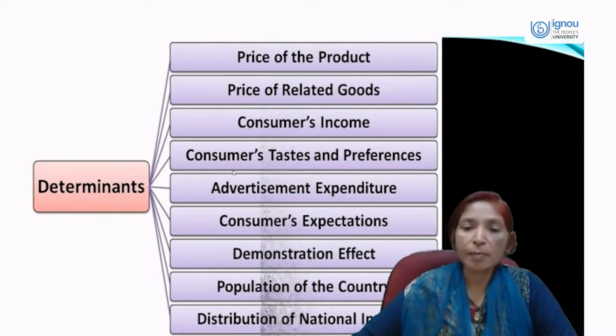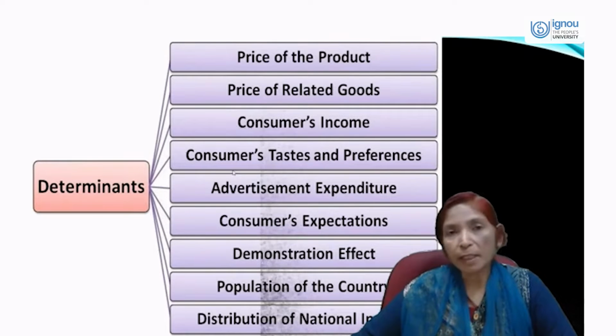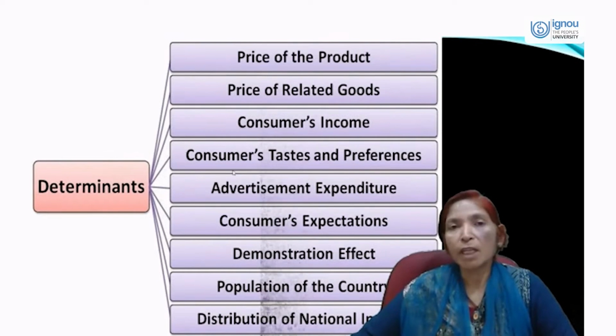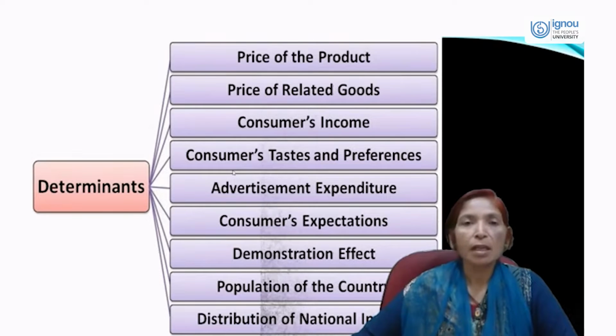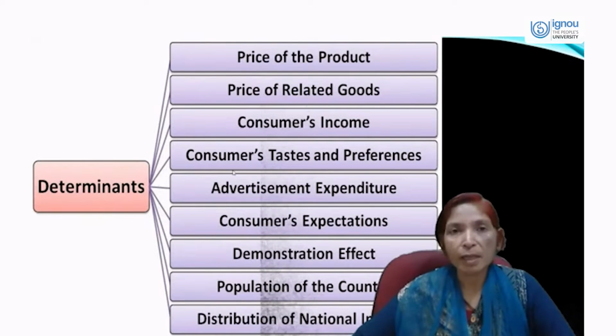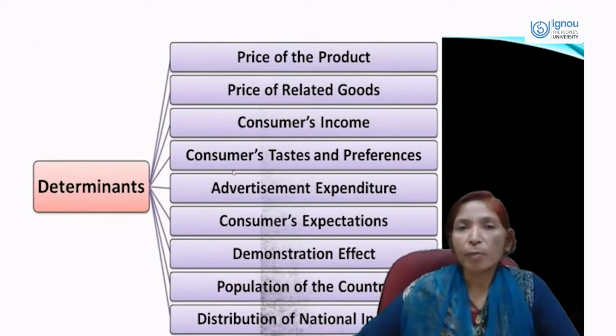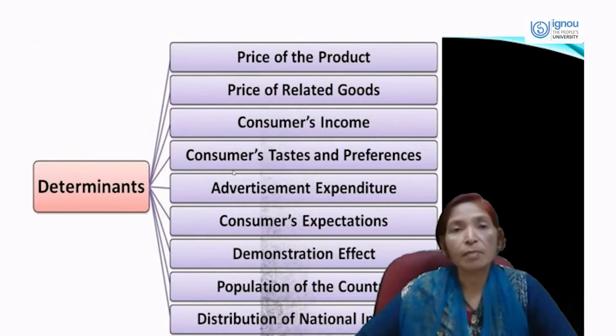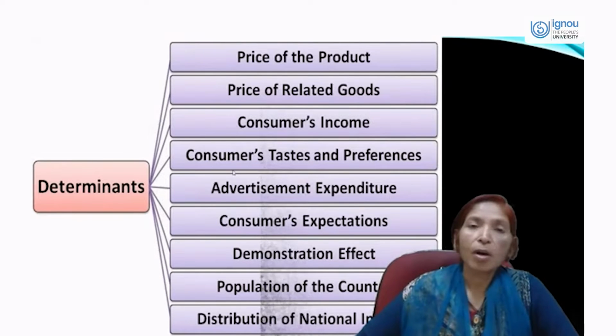Next is advertisement expenditure. Advertisement expenditure means if a company spends more money on advertisement and publicity and the consumer becomes aware of a commodity by seeing the advertisement, then consumer demand will be more. And if there is less publicity or advertisement expenditure, then people will not be aware of the commodity, they will not buy, and their demand will be less.